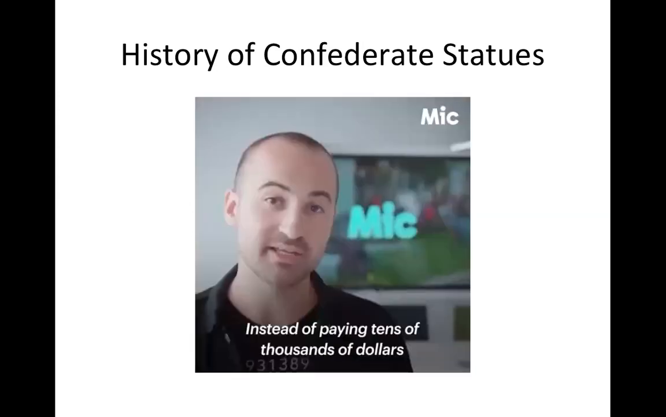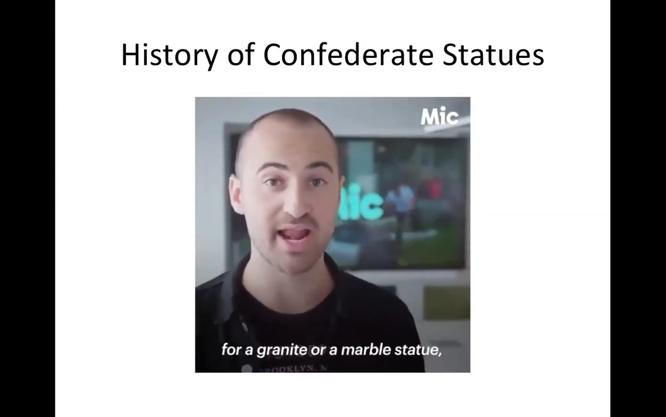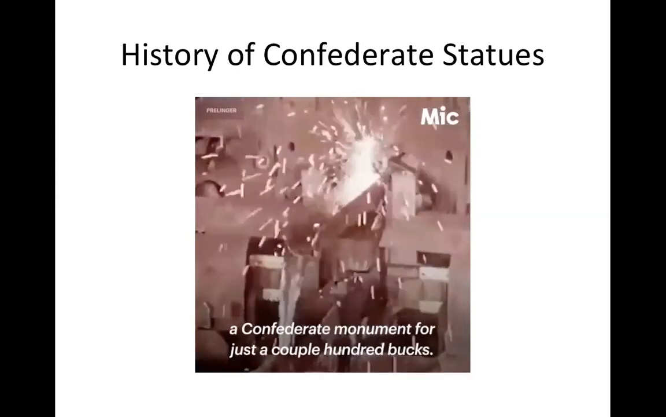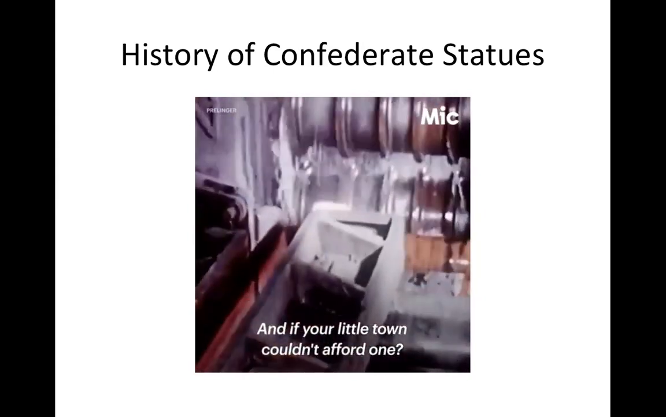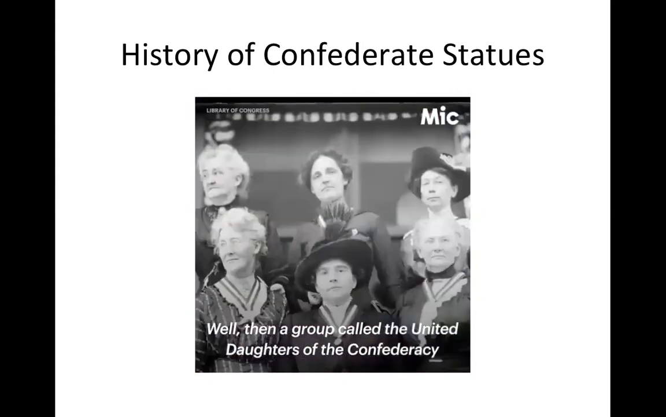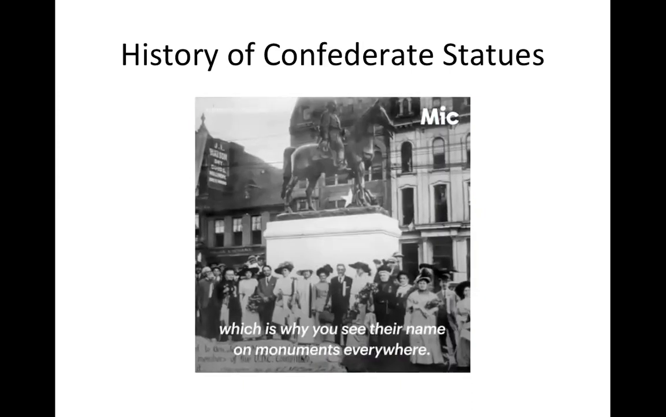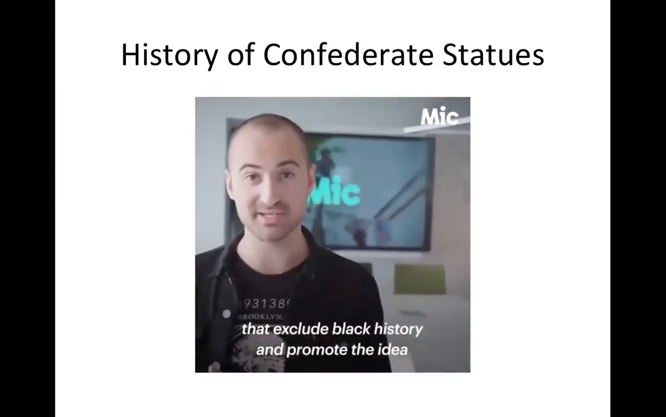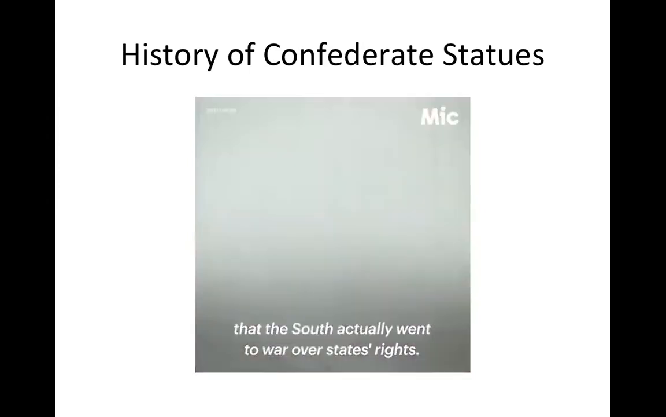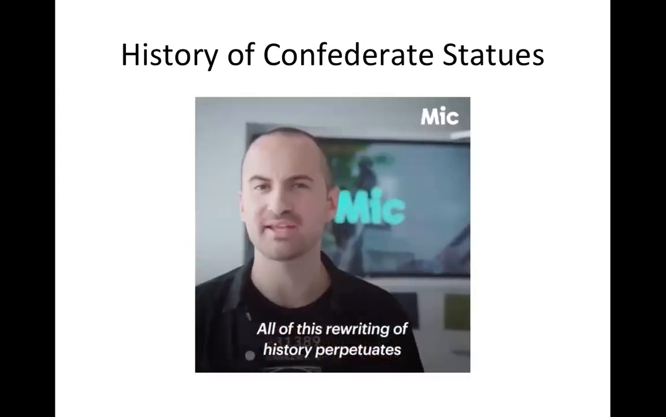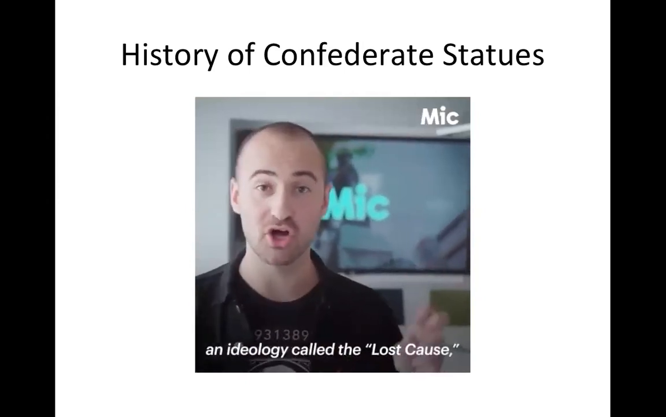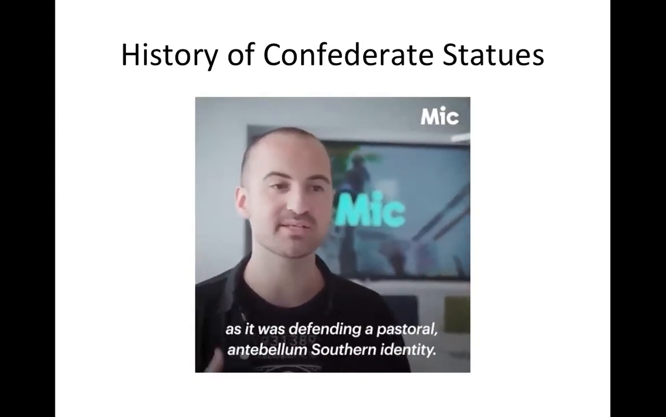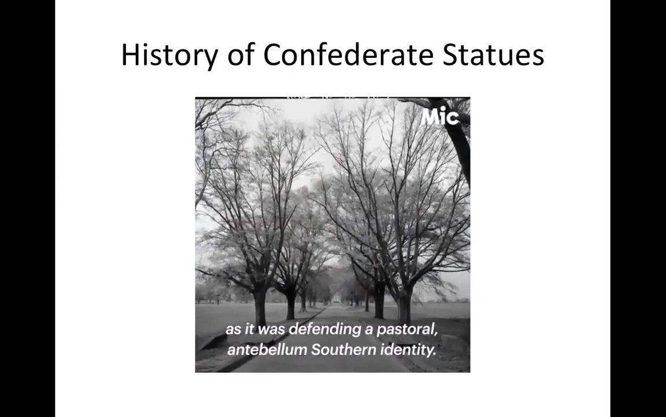It's very predictable. Instead of paying tens of thousands of dollars for a granite or a marble statue, a business like Monumental Bronze Company could whip you up a Confederate monument for just a couple hundred dollars. And if your little town couldn't afford one, well, then a group called the United Daughters of the Confederacy would chip in, which is why you see their name on monuments everywhere. This is the same group that pushed for textbooks that exclude Black history and promote the idea that the South actually went to war over states' rights. All of this rewriting of history perpetuates an ideology called the Lost Cause, a mythos that says the Confederacy wasn't so much about slavery as it was defending a pastoral antebellum Southern identity.